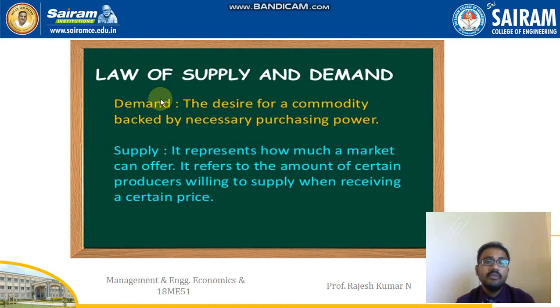Now, moving to the laws of supply and demand. What do you mean by demand? Demand is nothing but the desire for a commodity. Commodity means here the product. So, the desire for a commodity backed by necessary purchasing power. And what is supply? It represents how much a market can offer. It refers to the amount that producers are willing to supply when receiving a certain price.